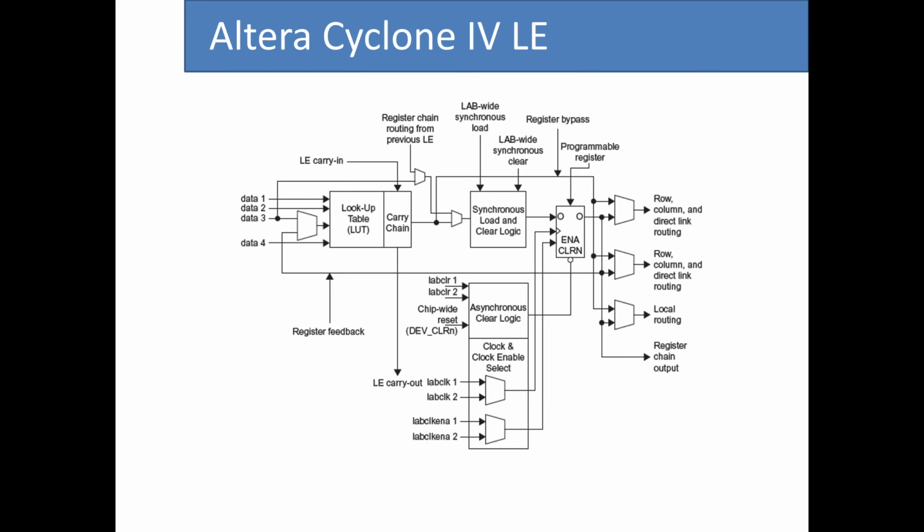So this is one logic element of Ultracyclone 4. As you can see, it looks very complicated. But for us, what is important is we have a lookup table which can accept 4 inputs. We have a synchronous load and clear logic, and we also have an asynchronous clear logic, and we have some clocks as well.